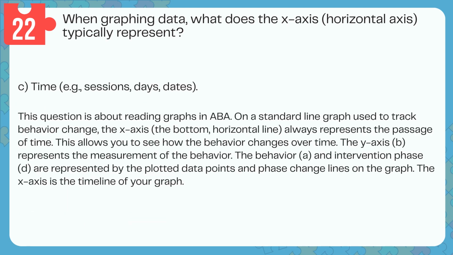Answer: C. Time, for example sessions, days, dates. This question is about reading graphs in ABA. On a standard line graph used to track behavior change, the x-axis, the bottom horizontal line, always represents the passage of time. This allows you to see how the behavior changes over time. The y-axis, B, represents the measurement of the behavior. The behavior, A, and intervention phase, D, are represented by the plotted data points and phase change lines on the graph. The x-axis is the timeline of your graph.